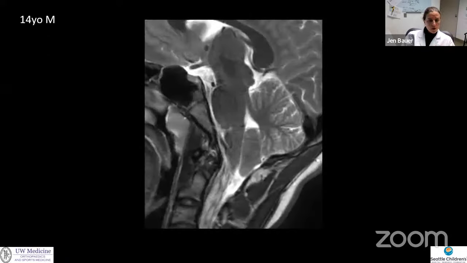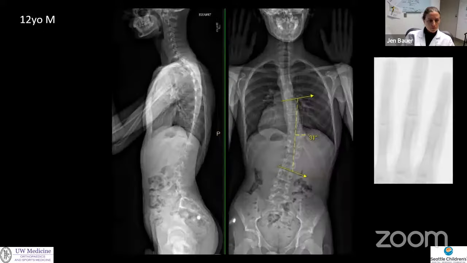So first we get an MRI. And this is what we see, which of course is a Chiari malformation. You can see the cerebellum and the tonsils coming distal to the edge of the skull. So first this needs to be treated before we can then approach the scoliosis.